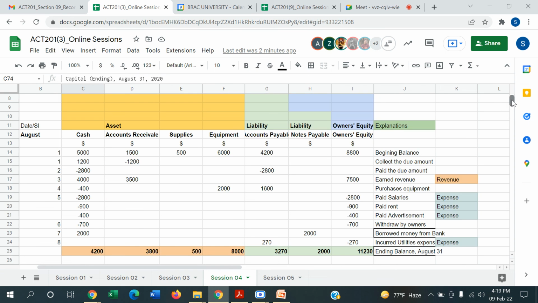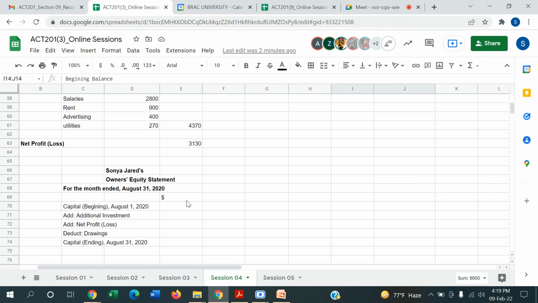From the information given to us, is there any beginning owner's equity? Yes, sir, beginning balance 8800. This beginning balance 8800 is the beginning equity. As far as I remember, there is no additional investment. Net profit or loss, we just determined, is 3130. This is the net profit of the organization. Is there any drawings?